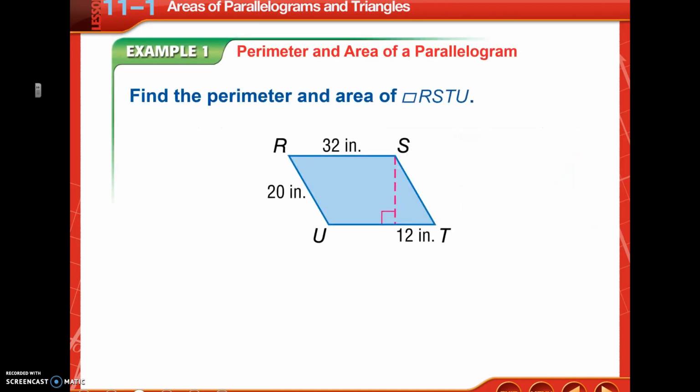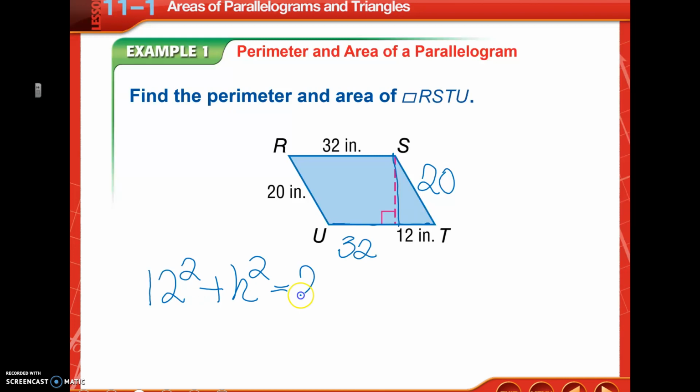So here we want to find the perimeter and the area of this parallelogram. Our base is this side, which we know is 32, and our height we don't know. So we need to find that height, but we know this side is 20. So I can find the height by using the Pythagorean theorem. So it'd be 12 squared plus my height squared equals 20 squared, or 144 plus height squared equals 400.